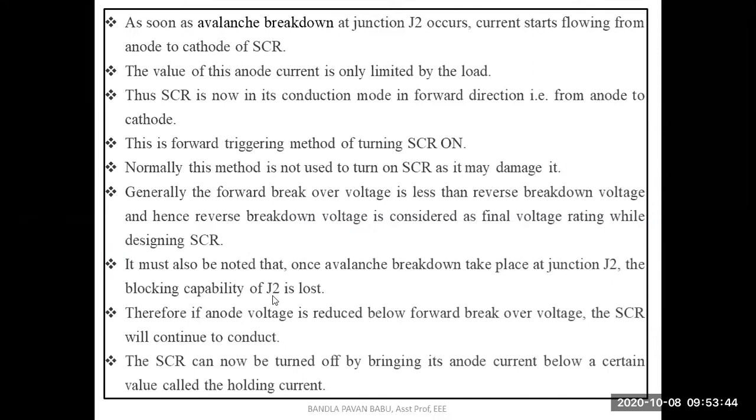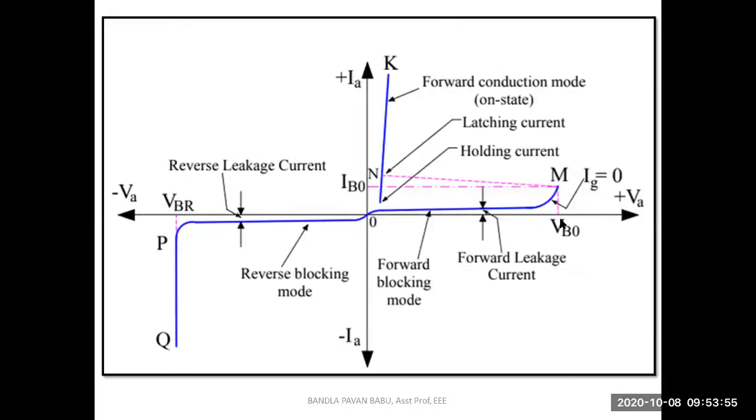Therefore, if the anode voltage is reduced below the forward breakover voltage, the SCR will continue to conduct. Even if we reduce the anode voltage after the forward voltage triggering, the switch remains in the forward conduction state itself. You might think that if we reduce the voltage, the switch will go off, but that is not the case here. The switch is triggered.